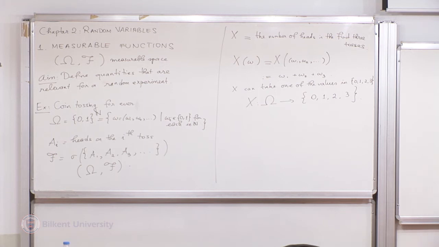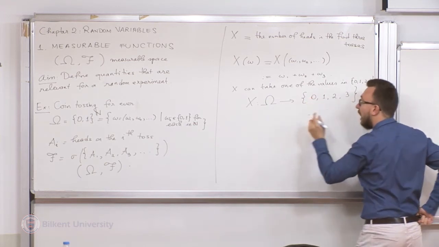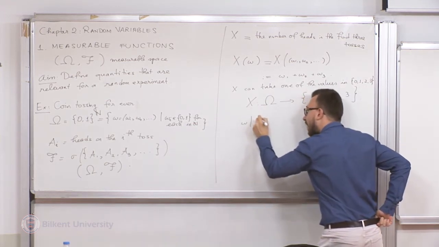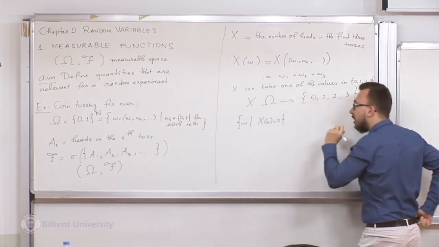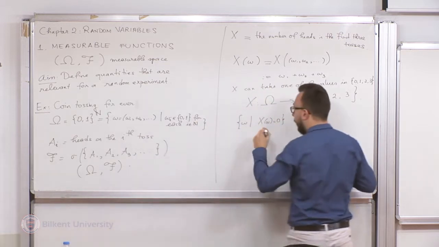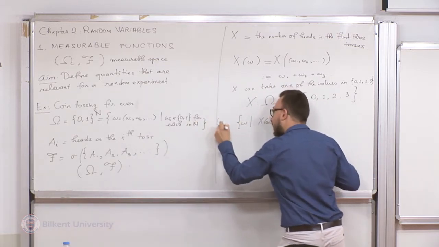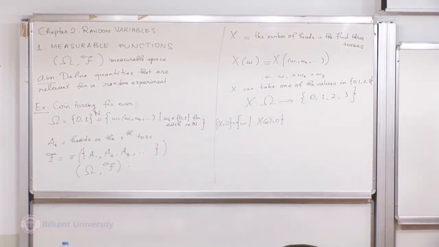Since it is a function, it takes only one of those 4 values, okay? And for sure, it's going to take one of those values. So if you look at the outcomes for which we have X(omega) equals 0, what is this? We're going to write it in a special way in probability theory, which is X equals 0. And this is what we mean by this.